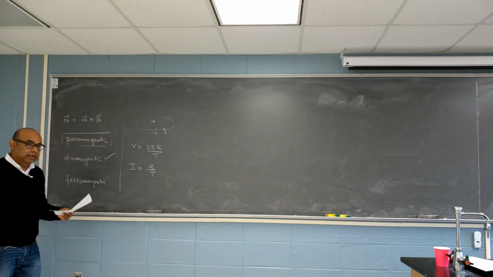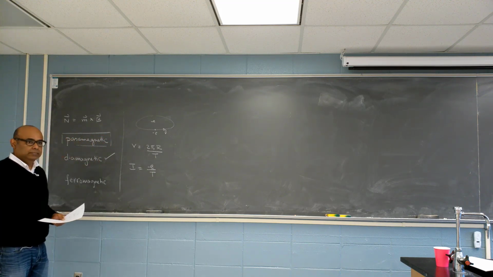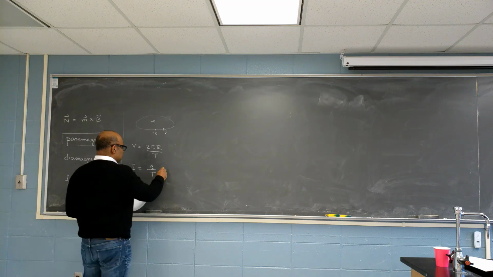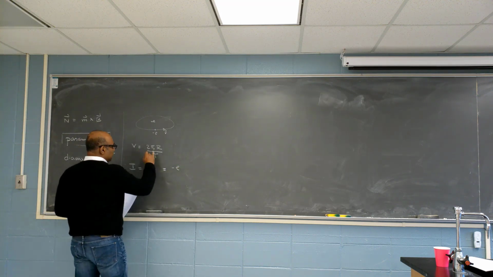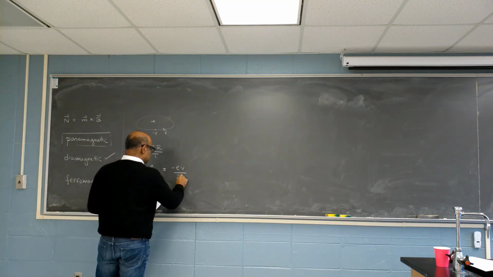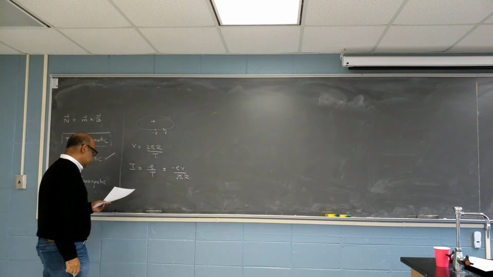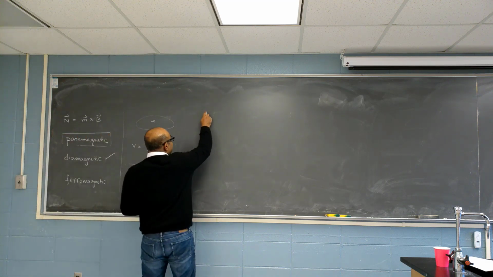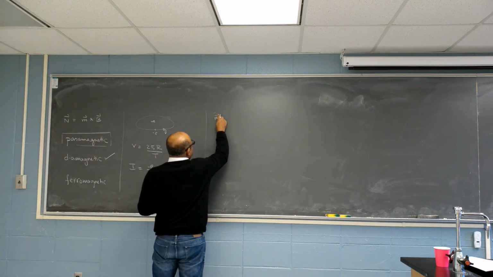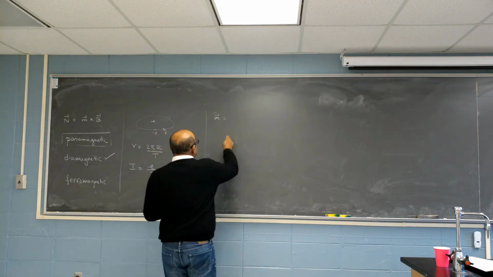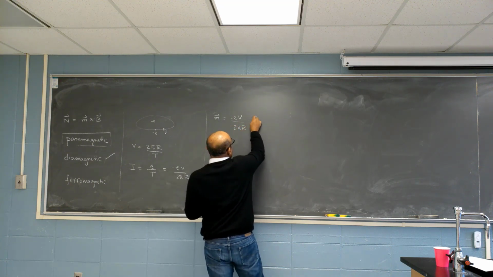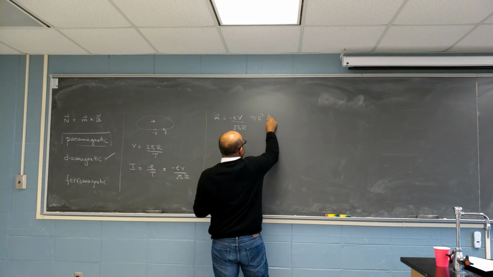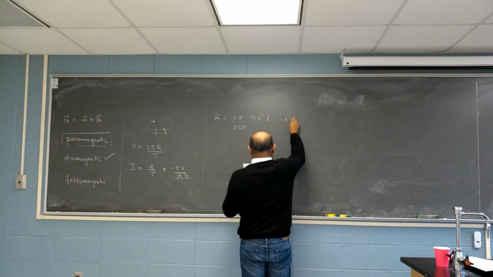That's going to be my current, charge over time, and so this is minus E. I'm going to substitute this over here, and I get 2 pi r. That's the current. And the magnetic moment of this atom is I times A, so minus E V over 2 pi r, the current, times pi r squared z hat.